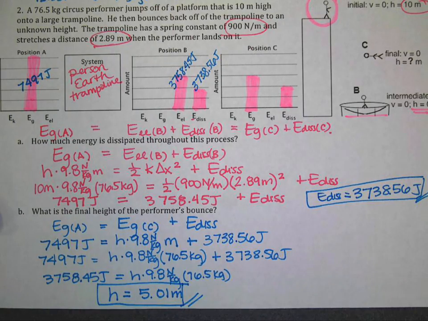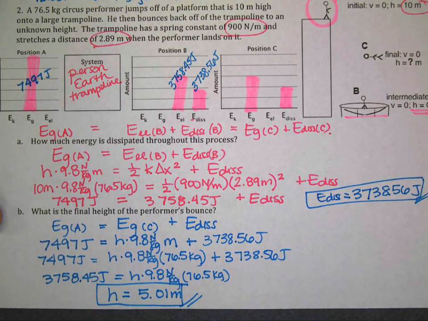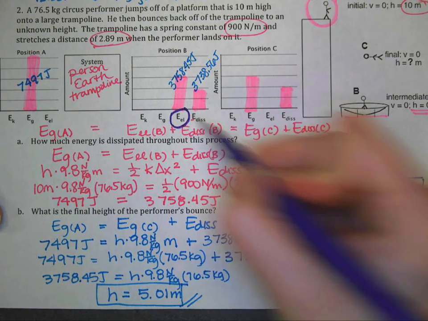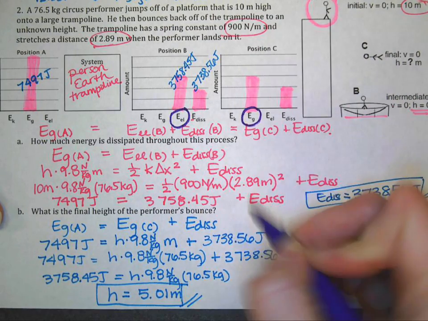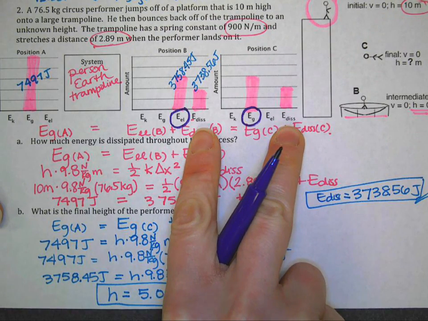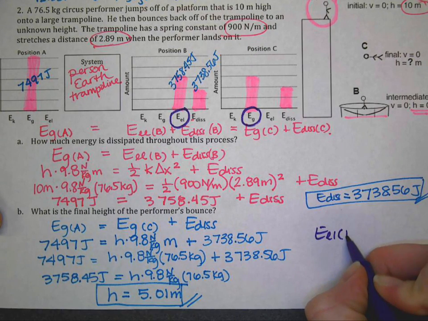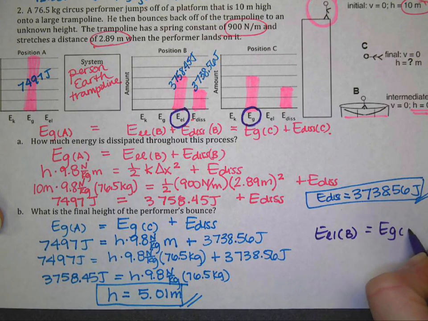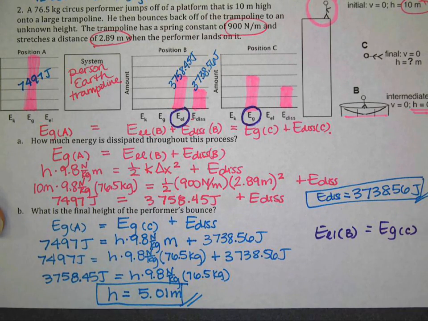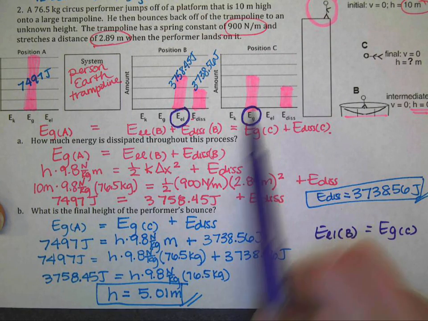Now, a side note: you could have also approached this a little differently. If you realize that your elastically stored energy was equal to your gravitationally stored energy, based on the fact that the dissipated energy was the same, you could have said elastically stored energy at point B is equal to gravitationally stored energy at point C, and solved that way. Again, putting in 3,758.45 equal to h times 9.8 times 76.5. It's just the same concepts. You're still using the conservation of energy to solve for that.